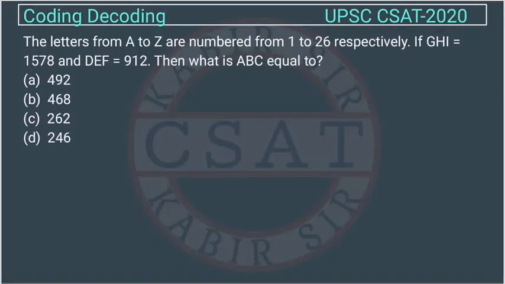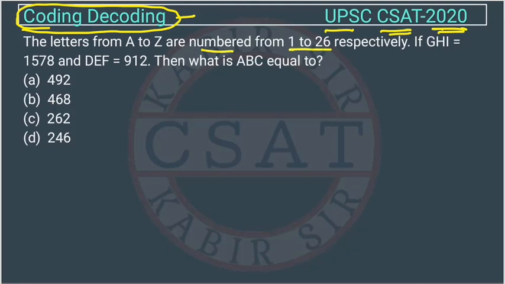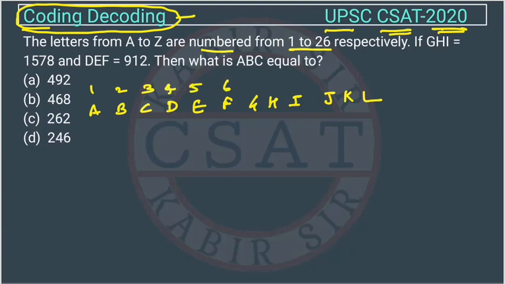This reasoning question is taken from the chapter Coding and Decoding, asked by UPSC in their CSAT paper of 2020. This is an important question. The letters from A to Z are numbered from 1 to 26, like A, B, C, D, E, F, G, H, I, J, K, L. In this way they are numbered: first, second, third, fourth, fifth, sixth, seventh, eighth, ninth, 10, then 11, 12, and in this way we go till Z.